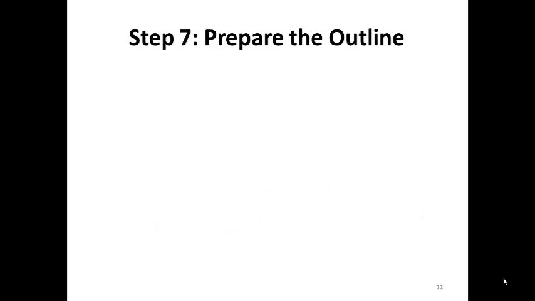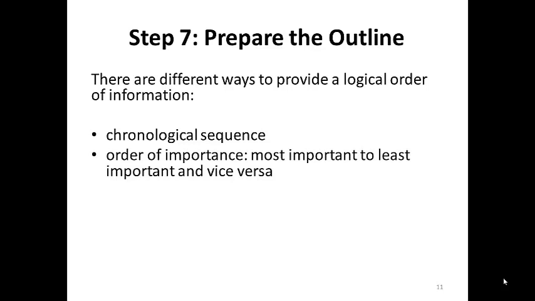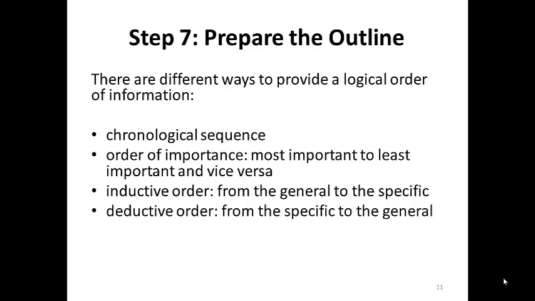Now, step 7, prepare the outline. There are different ways to provide a logical order of information, which you obviously would like to achieve in your report. First of all is through a chronological sequence, so in order of dates or time. Next is order of importance, so this is from most important to least important or vice versa. Next is inductive order, from general going down to more specific, or the reverse, deductive order, from the specific to the general.